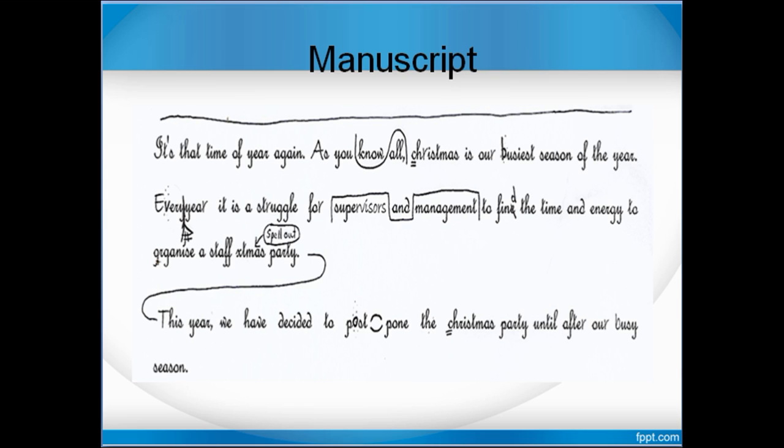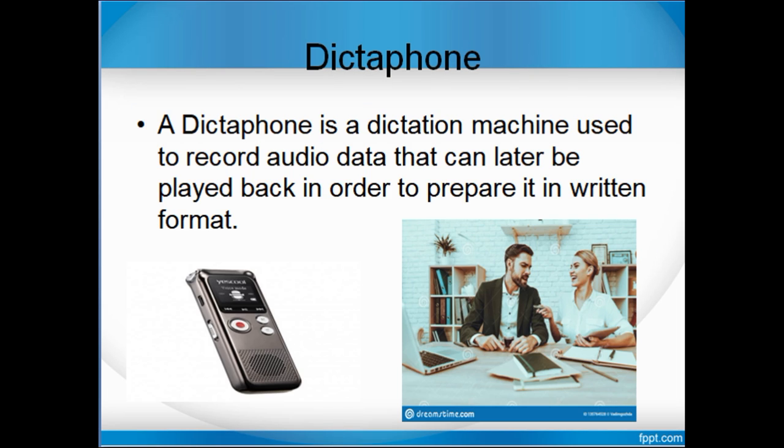Then we'll move on to the dictaphone. A dictaphone is a dictation machine used to record audio data that can later be played back in order to prepare it in written format. So basically, a dictaphone is like a recording machine, and how it is used is that it is used mainly by persons conducting an interview, or journalists when they are conducting interviews.